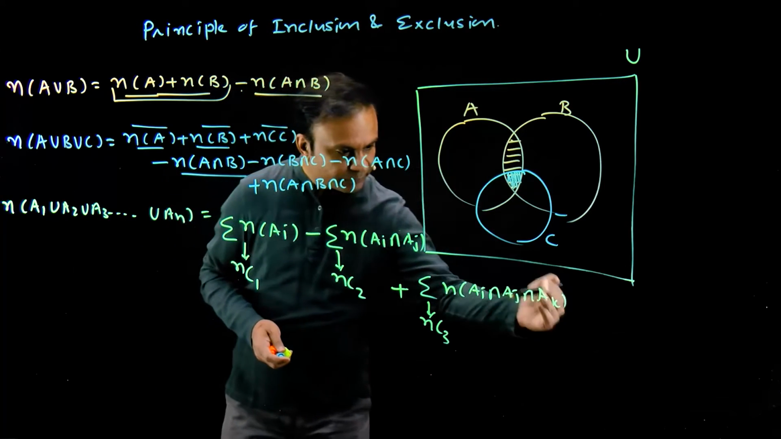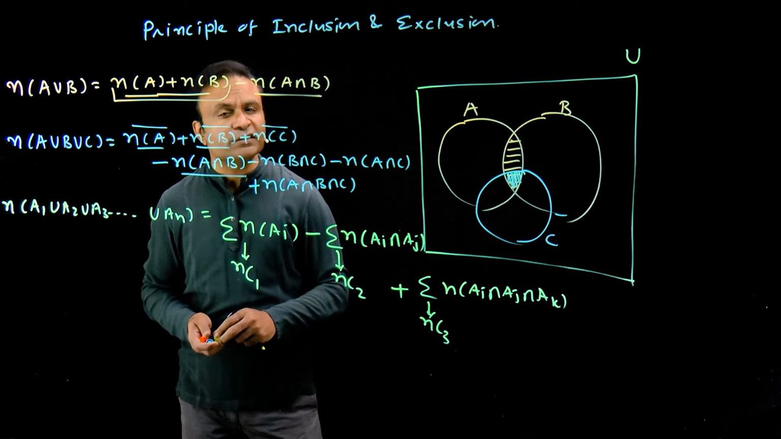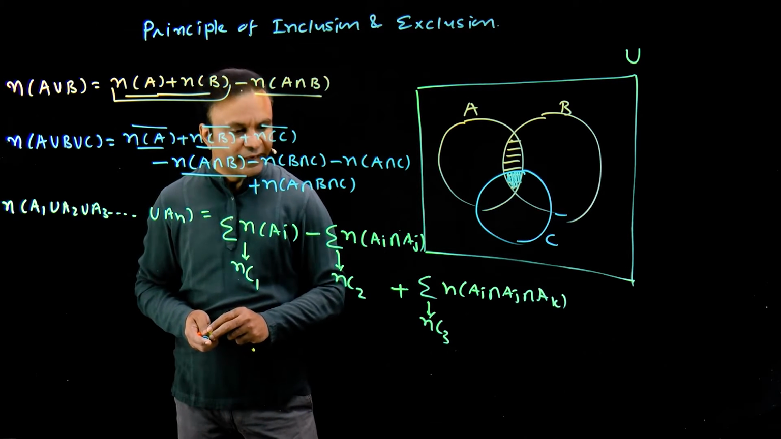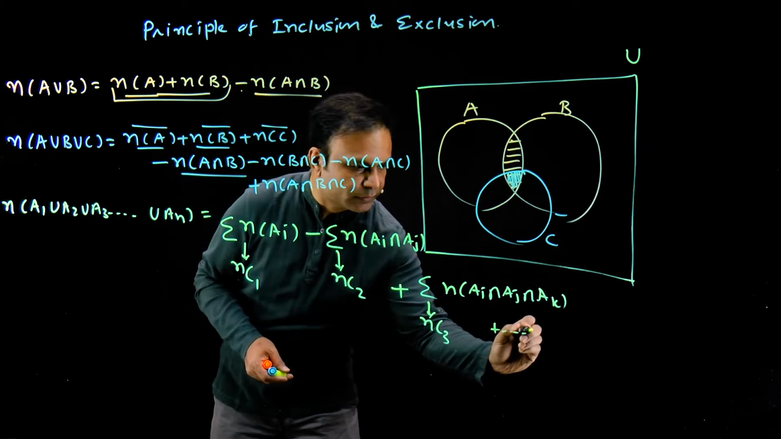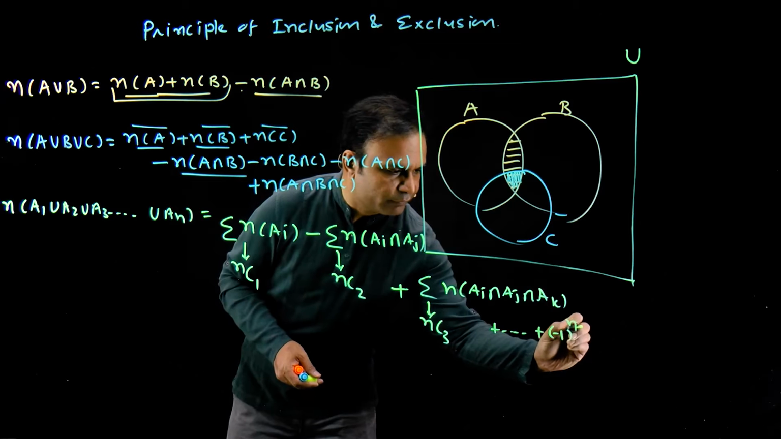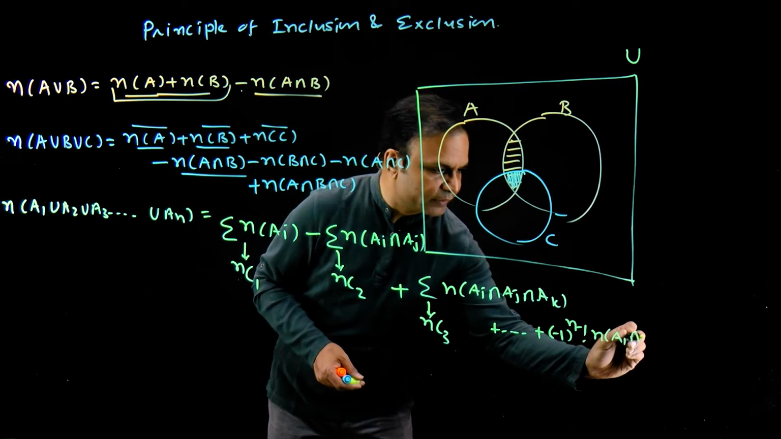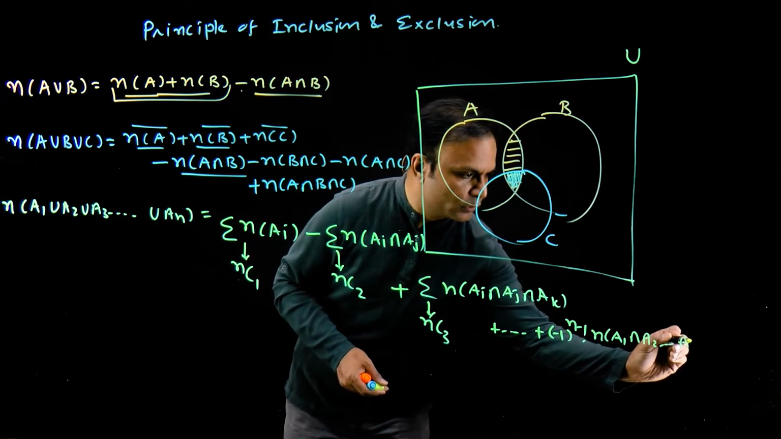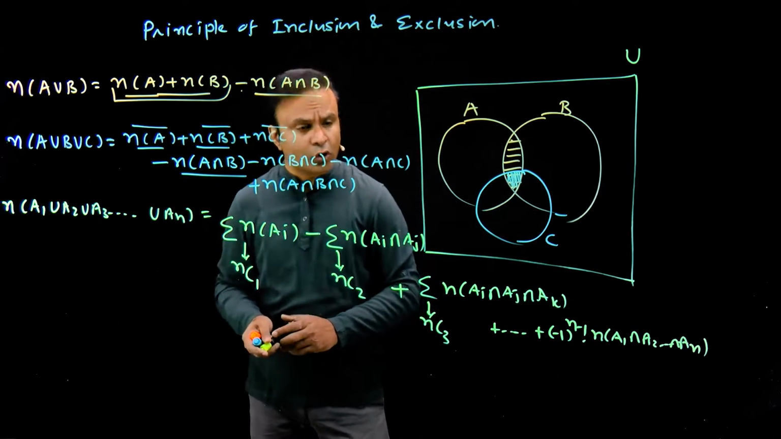Then we have subtraction of the intersection of 4 sets, then we have addition of the intersection of 5 sets, like that. Okay, this is up to minus 1 power n minus 1 multiplied by the number of elements in A1 intersection A2 up to intersection AN. Here we have the intersection of all sets.